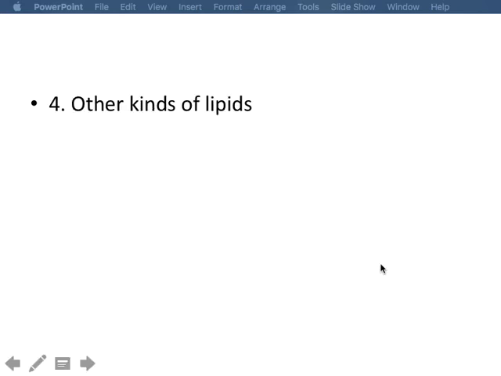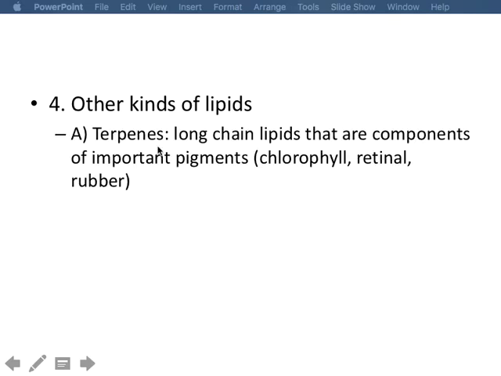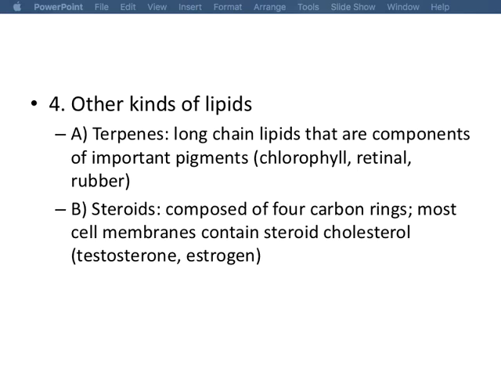Okay. There are other kinds of lipids, not just fatty acids, okay? Terpenes. Terpenes are usually associated with pigments, so chlorophyll is a lipid. Retinol, which is found in your eye that helps you detect light, is a lipid. Natural rubber is a lipid. Okay, another example of a lipid, steroids.